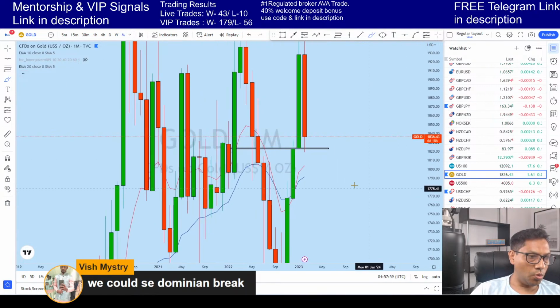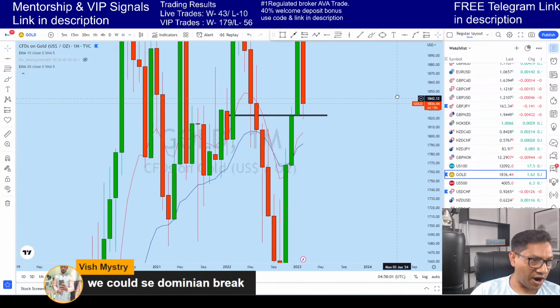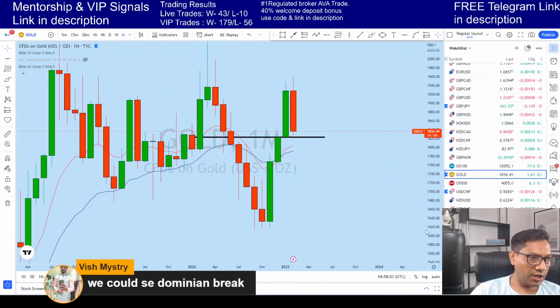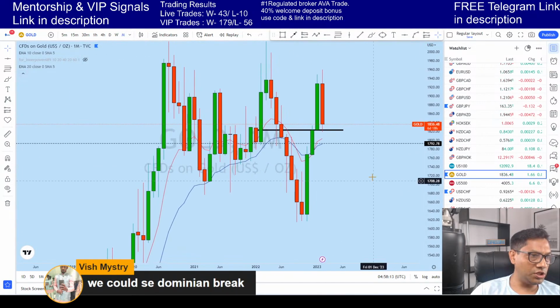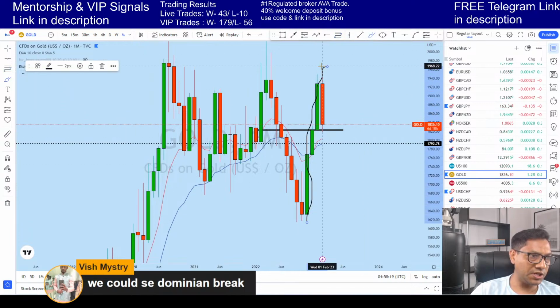Yep, what I think the final destination for gold is at least this monthly 20 EMA. If you look at the monthly 20 EMA and also from the Fibonacci perspective, you see gold has had a big move to the upside.